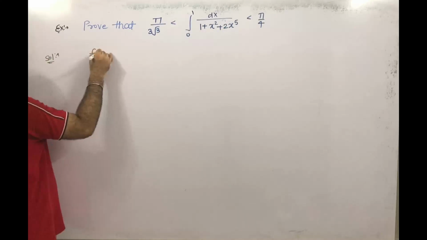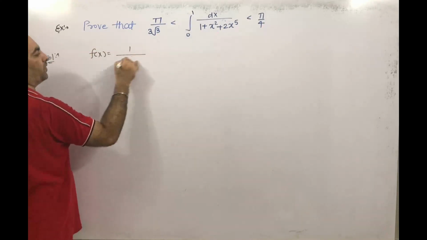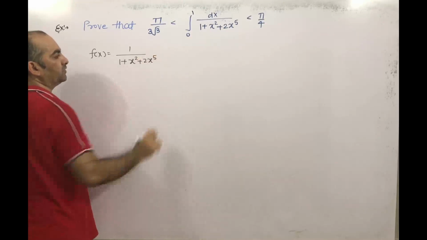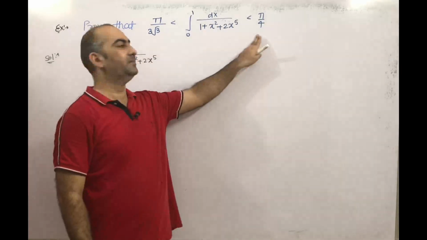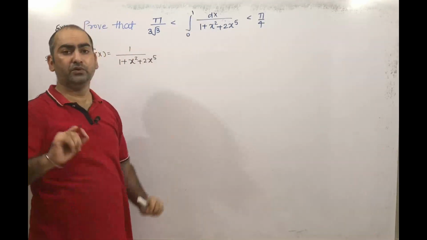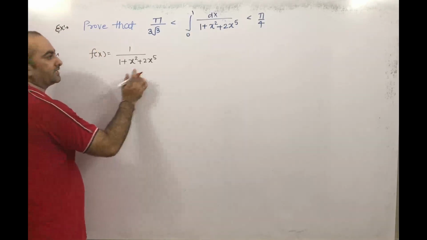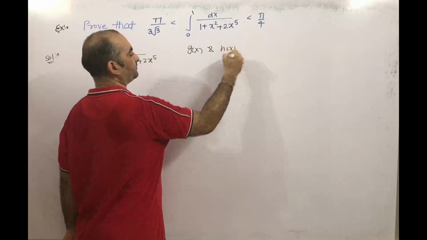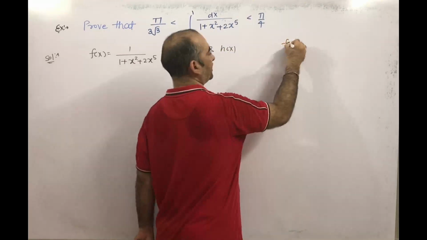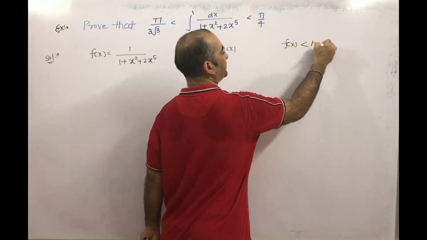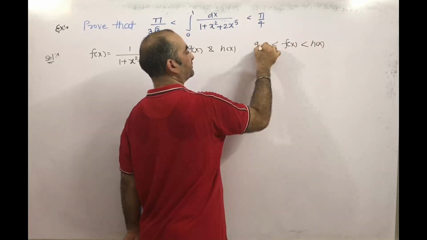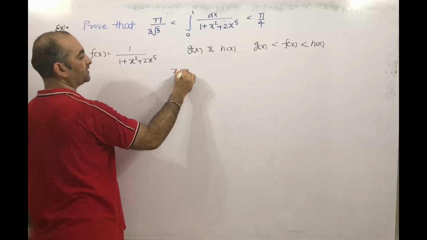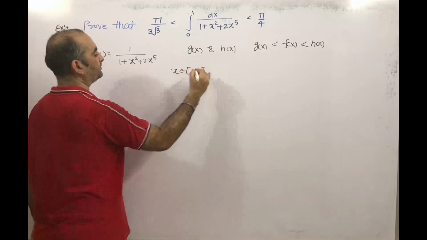So f(x) we can take as 1 divided by 1 plus x² plus 2x⁵. So on both sides we have π and the limit is 0 to 1. So what will you do? We have to find two functions g(x) and h(x) such that f(x) lies between g(x) and h(x). Okay, so the x value is what? x belongs to 0 to 1.